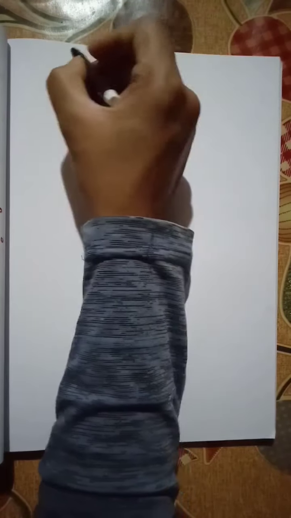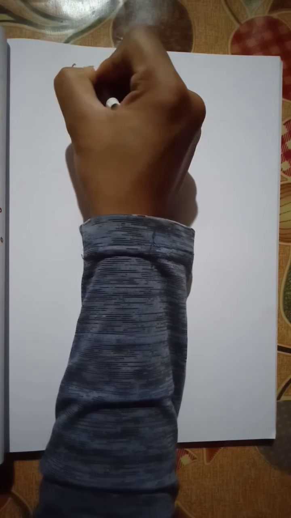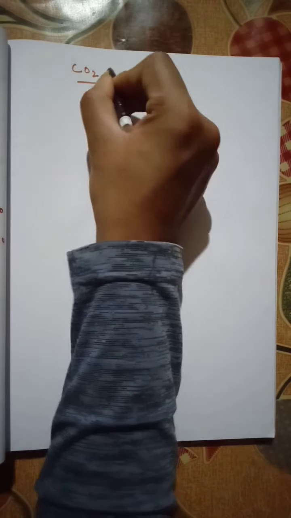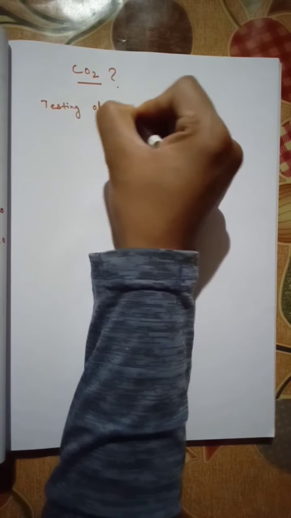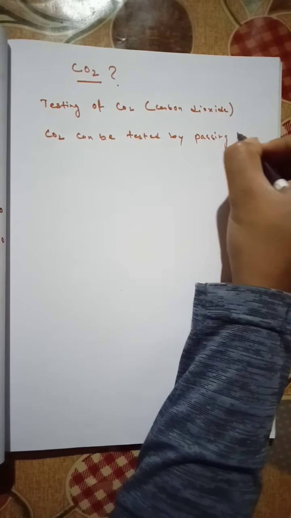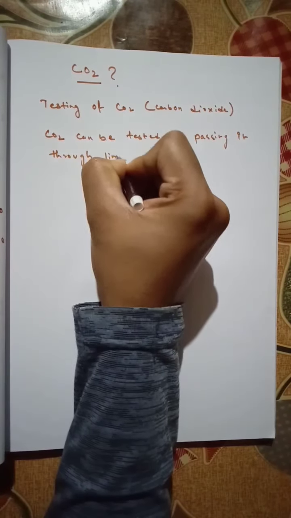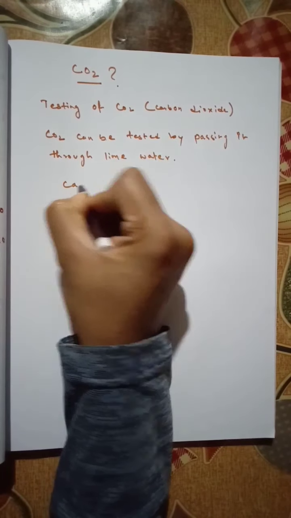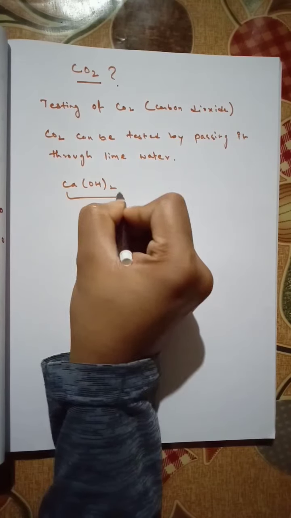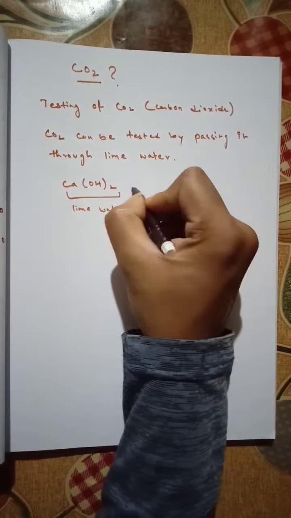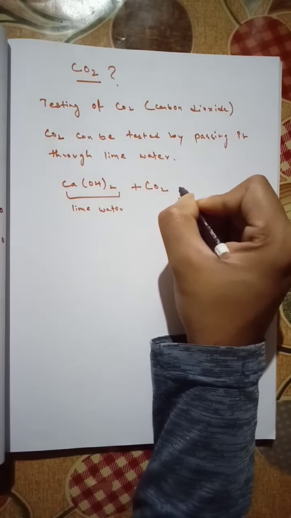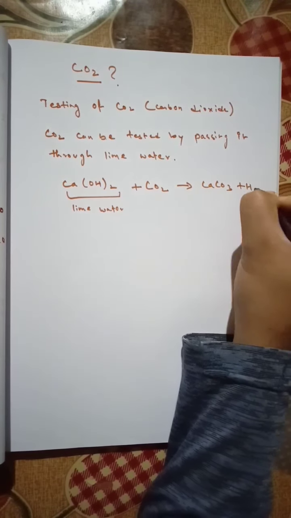In the reactions earlier, we have seen that there is a common substance present, which is CO2. Now we have to check whether CO2 is present or not. So how to check CO2? Testing of CO2, that is carbon dioxide. CO2 can be tested by passing it through lime water. So what is lime water? Ca(OH)2 is lime water, and Ca(OH)2 plus CO2 gives us the product CaCO3 plus H2O.